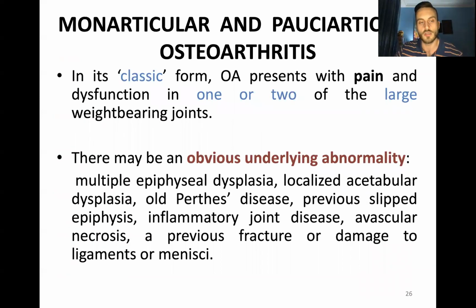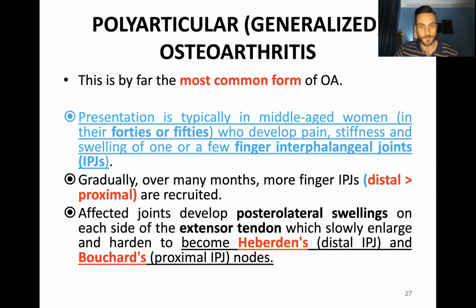Now, types of osteoarthritis: we have the monoarticular and polyarticular. The classic osteoarthritis presents with pain for sure, in one or two of the large weight-bearing joints because of the continuous pressure. It could be primary or secondary. Why secondary? Because of epiphyseal dysplasia, DDH, developmental dysplasia of the hip, that we will be talking about, Perthes disease, slipped capital femoral epiphysis, inflammatory joint disease, rheumatoid arthritis, so whatever. So these are secondary, and we will talk about each disease separately in the lectures coming soon.